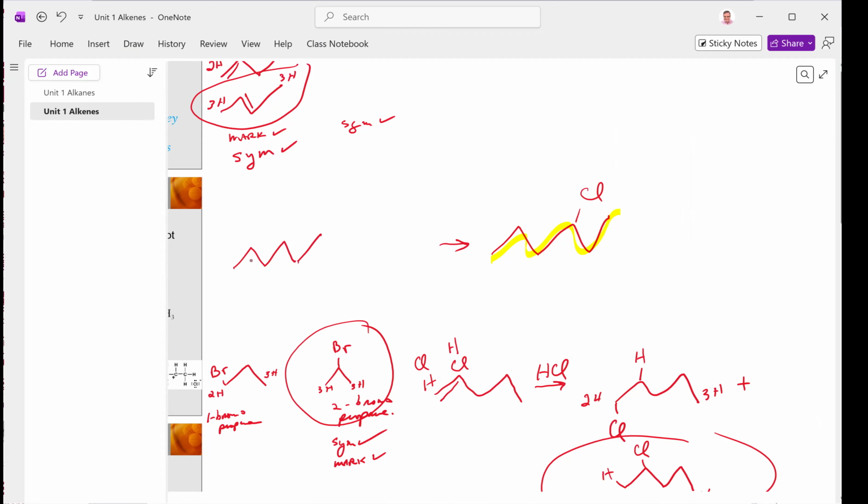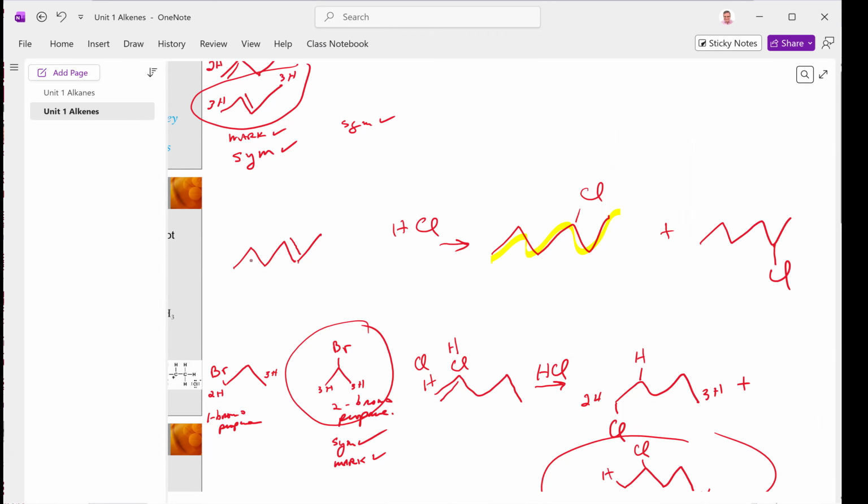And if we have a double bond here and add HCl, that HCl is going to lie across that double bond. So that means we're going to get a mixture because it's a heterogeneous addition. But one of them you end up getting is what we want.